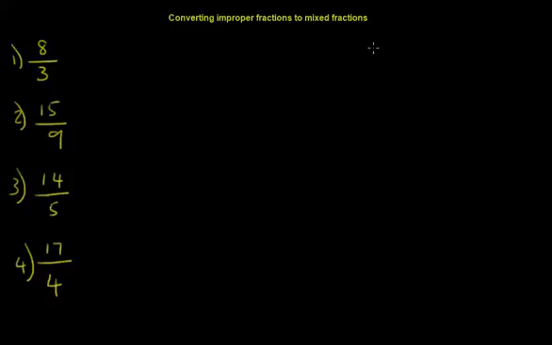An example of a mixed fraction would be something like 2 1/2, or 3 1/3, or 4 2/5 and so on, where we have an integer or a whole number and then a fraction that follows next to it. So how do we do that?